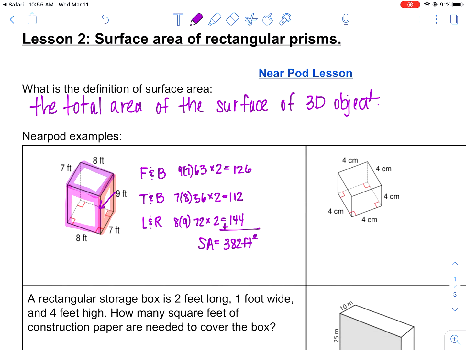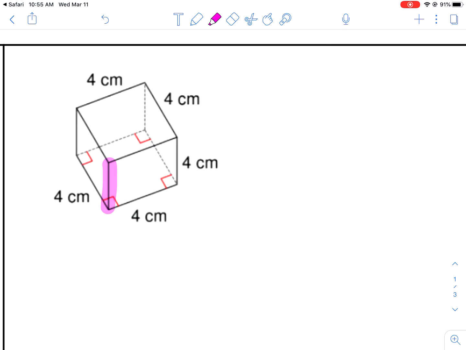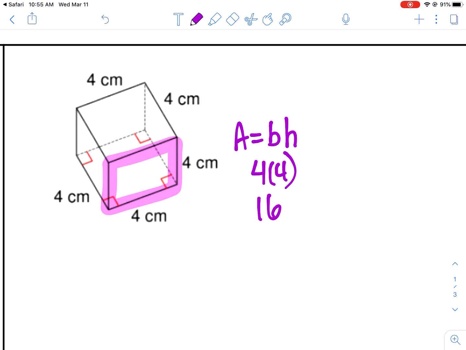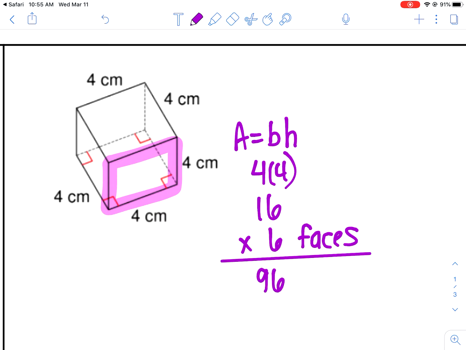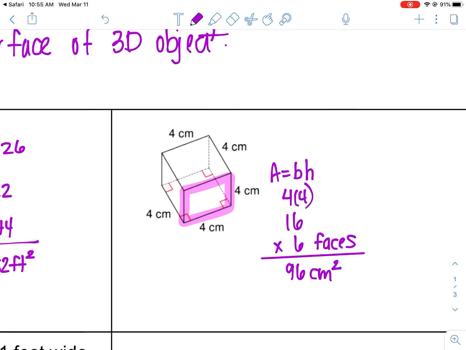Looking at a cube, cubes are a little easier because we know that all 6 faces on a cube are identical. So if I know the area of one face, which is 4 times 4, and there are 6 of them because cubes are all identical sides or faces, I can just take that area times 6, and that gives me the total surface area for that cube. So in this instance, 96 centimeters squared.